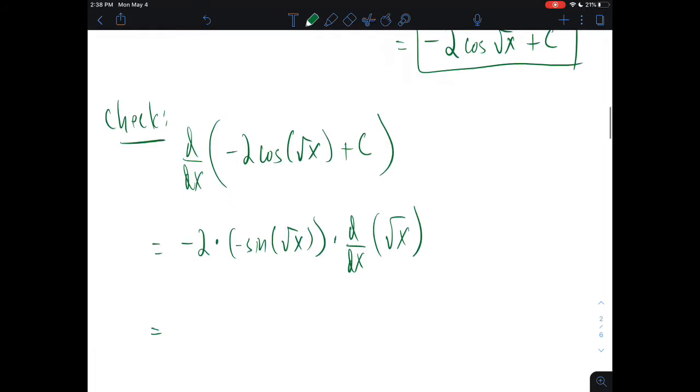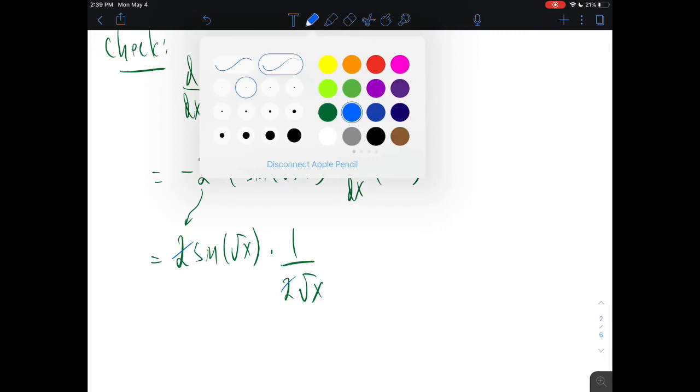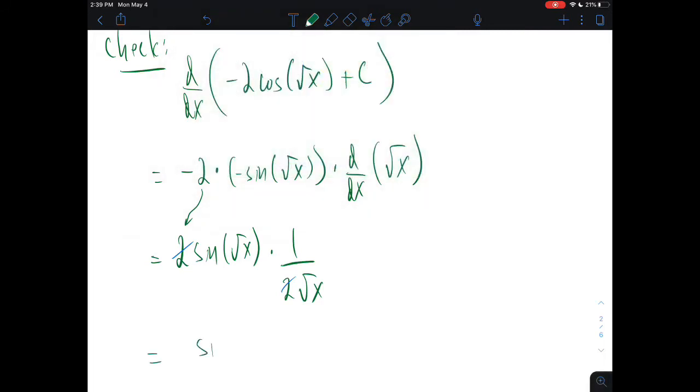Negative 2 times negative sine just gives me a positive sine of the square root of x. We've already seen that the derivative of the square root of x is just 1 over 2 square root of x. I needed to make sure I wrote down my 2 again, because now we see here that the 2's, the one that came about from what we started with and the one that came from this derivative, they cancel out, and that's what takes us back to sine of the square root of x divided by the square root of x.